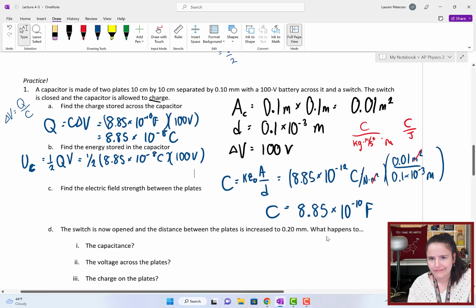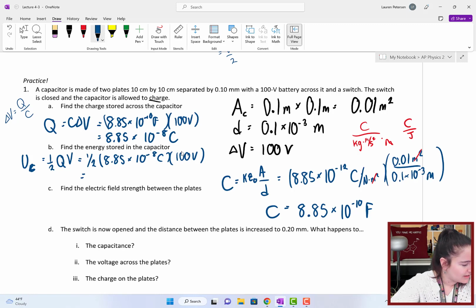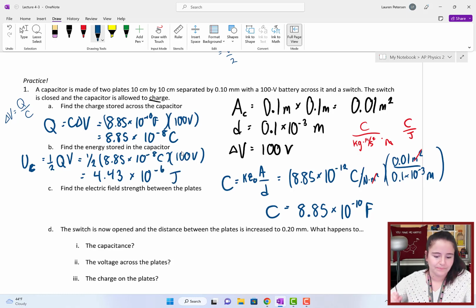Okay, looks like a very similar calculation when the farads and the charge are the same, just off by 2 orders of magnitude. So the energy stored is going to be 4.43 times 10 to the negative 6 joules.